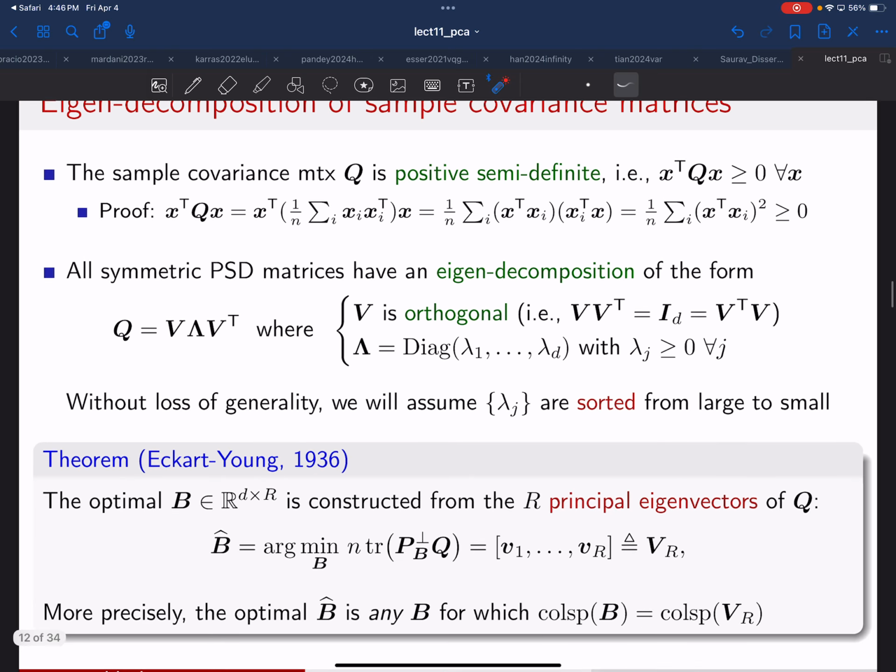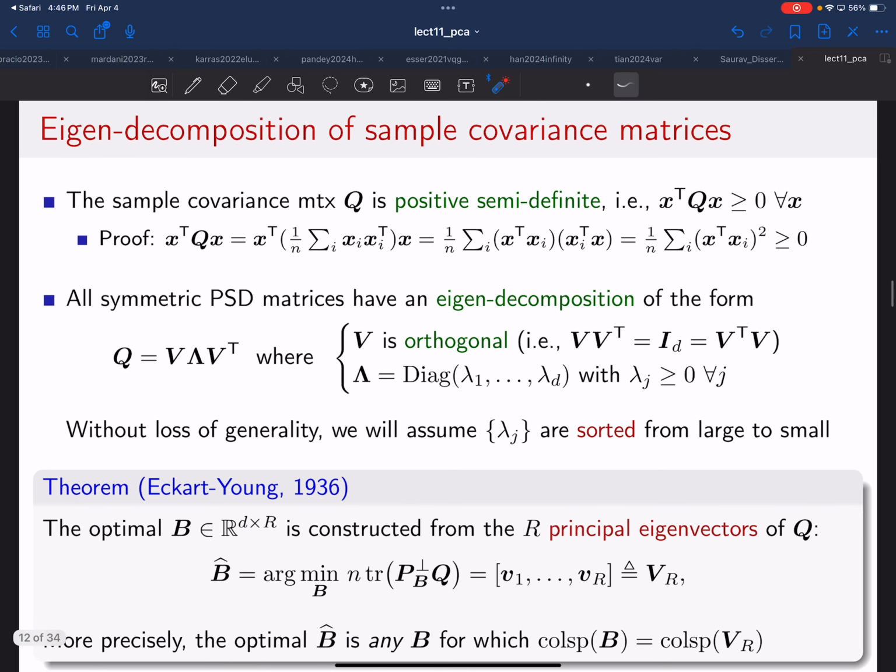Okay, so now we can start talking about eigendecompositions. So first of all, eigendecompositions of non-symmetric matrices can be pretty complicated. They can have complex valued eigenvalues and so on. But if you work with symmetric matrices, everything gets a lot easier. You're guaranteed that the eigenvalues are real and that the eigenvectors are orthogonal.